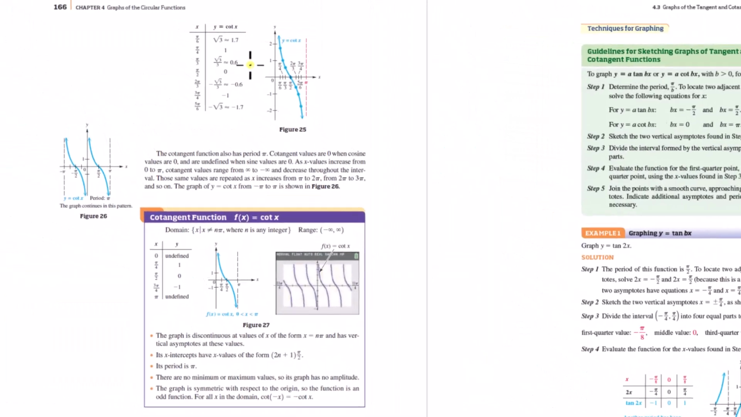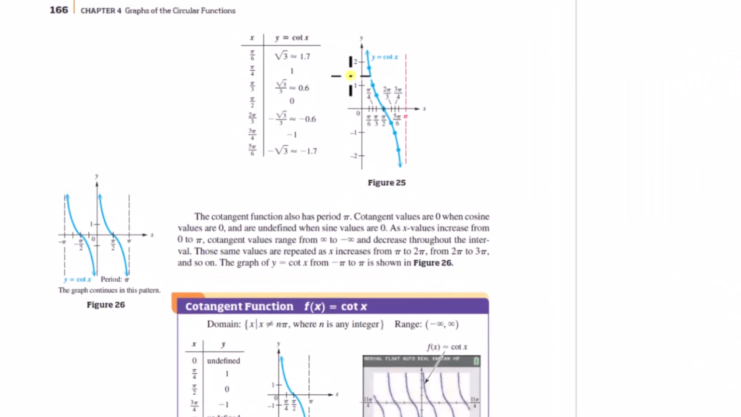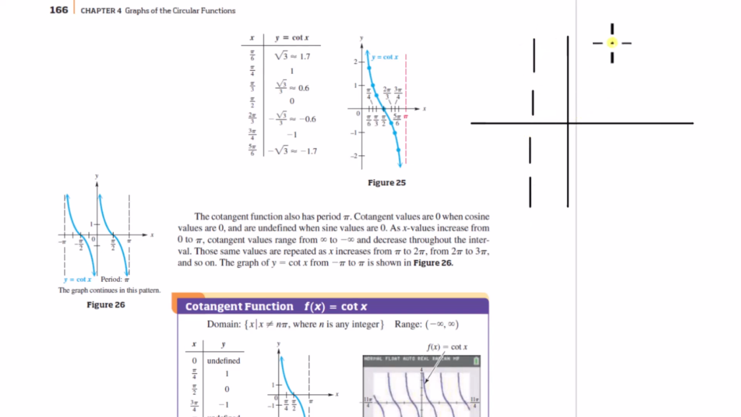Okay, so let's see. There's cotangent, and it doesn't cross through x equals 0, right? And so it has period pi, and tangent was like, you went from negative pi over 2 to pi over 2, and you did like that. And that just repeated to the left and to the right. Cotangent, we saw 0 to pi.